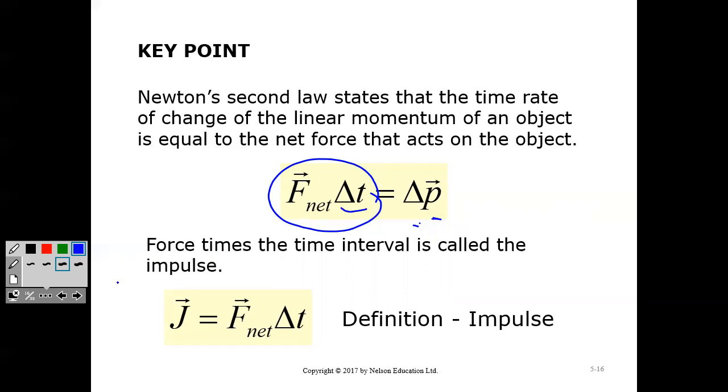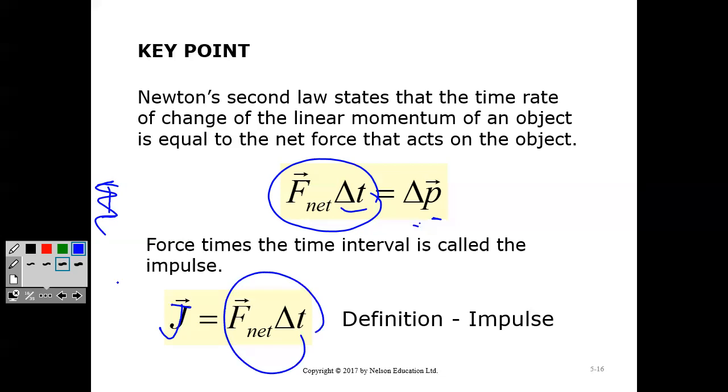Hitting a tennis ball with a racket. Is the force acting for a long period of time? No, for a short period of time. So the force acting on the ball multiplied by the duration within which it is acting on the ball is called the impulse. This F into delta t is called the impulse. So this has a name. The symbol we use is J. Some books use I, but we will choose J, not I. J is called the impulse.